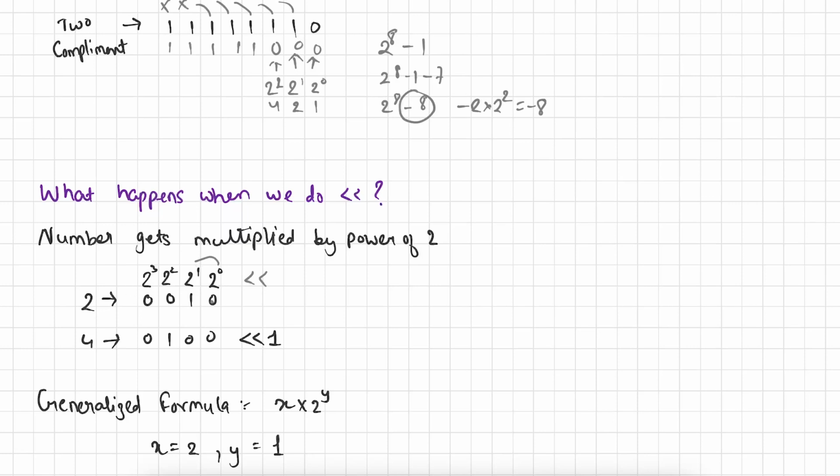So let's say this is the binary representation of 2. When we left shift 2 by 1, it becomes 4, right? Because previously this bit was set. Now after shifting left by 1, the next bit got set and the previous bit got unset. So this is how the bits get shifted and the power of 2 increases.